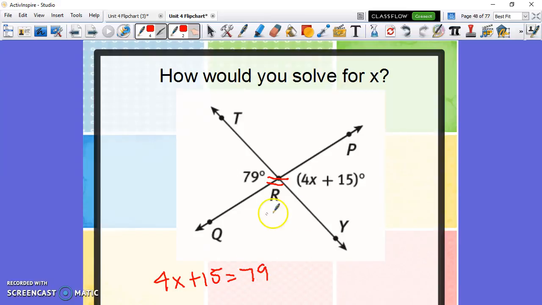And then you're just going to solve for x. So you're going to minus 15 on each side. So 79 minus 15 is 64. So it's going to give you 4x is equal to 64. And of course we divide by 4 on each side to get rid of it on the side. That's going to give us x is equal to 16.